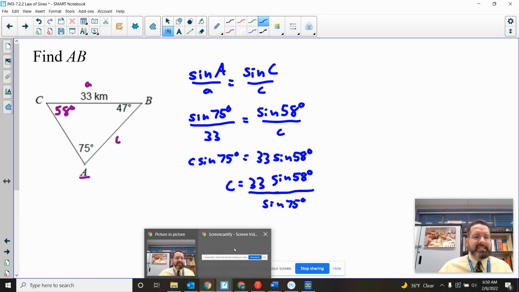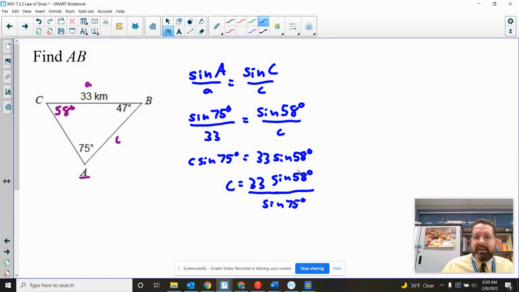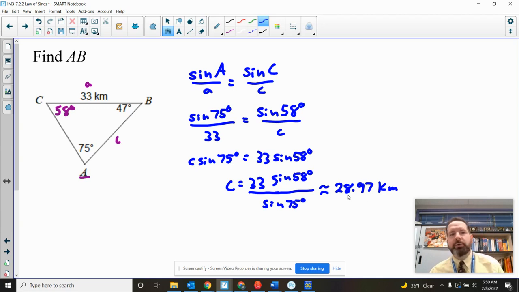Okay, we should end up with a side length of about 28.97. Unit here is kilometers this time. And let's just see, does that seem reasonable? The picture's not perfectly to scale, but it should be probably something in the realm of this 30 number. So yeah, I think I'm going to buy that as being reasonable.